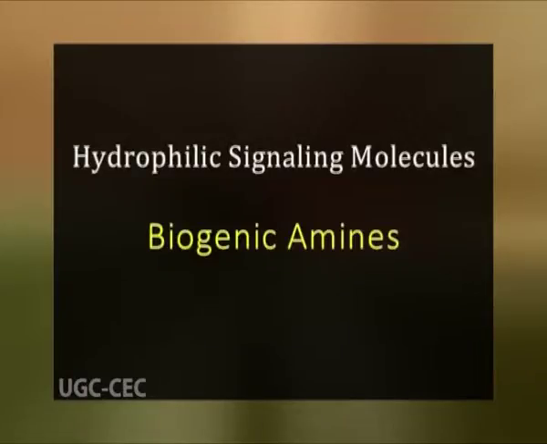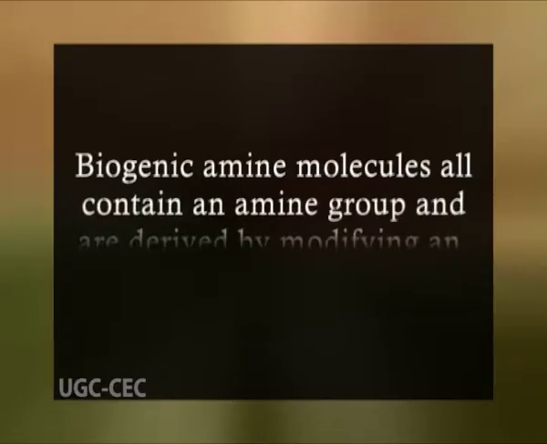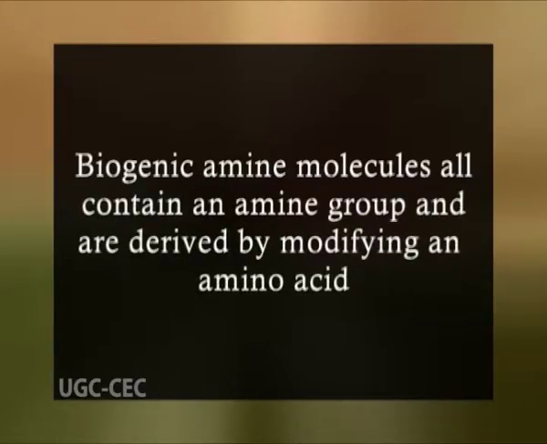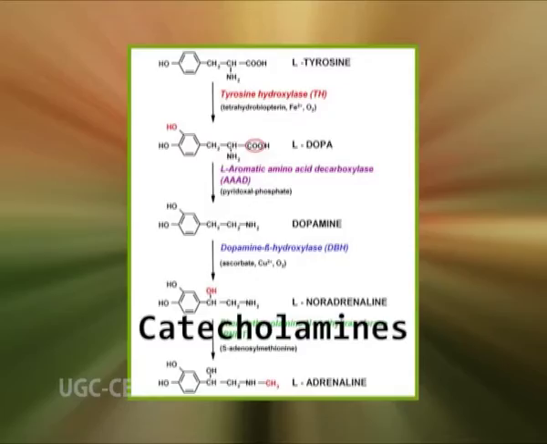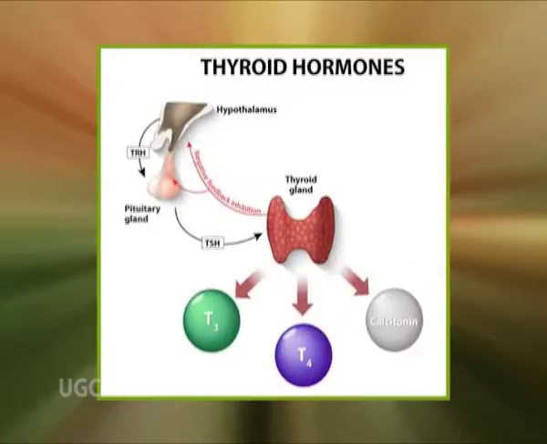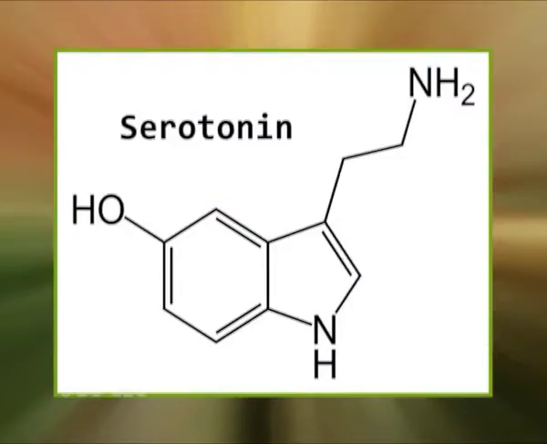Number 2 is the biogenic amines. All the members of this group are hydrophilic except thyroid hormone. The biogenic amine molecules all contain an amine group and are derived by modifying an amino acid. This group can be further differentiated by the specific amino acid that is modified to make the signal molecules. They include catecholamines, thyroid hormone, histamine, and serotonin. All are synthesized in the cytosol of the cells that release them and are stored in vesicles.